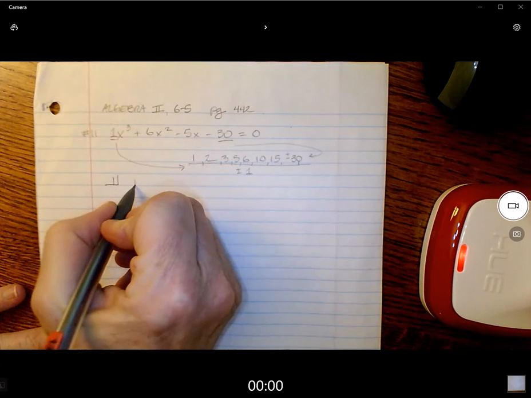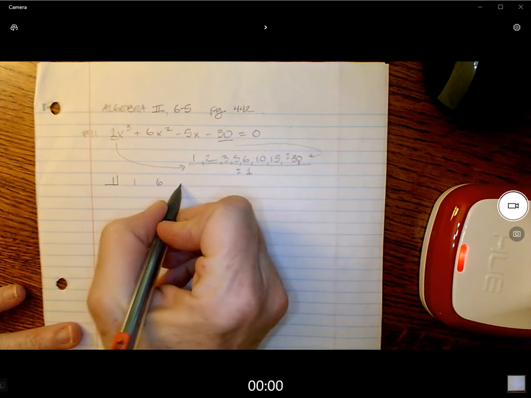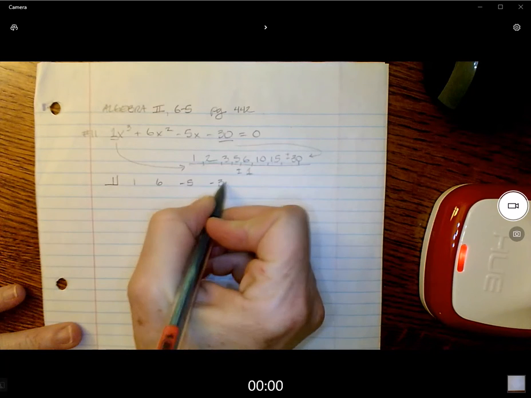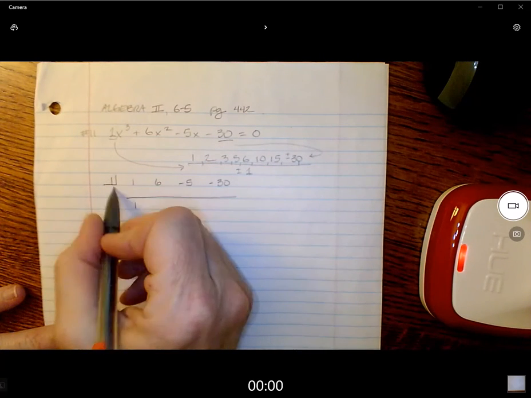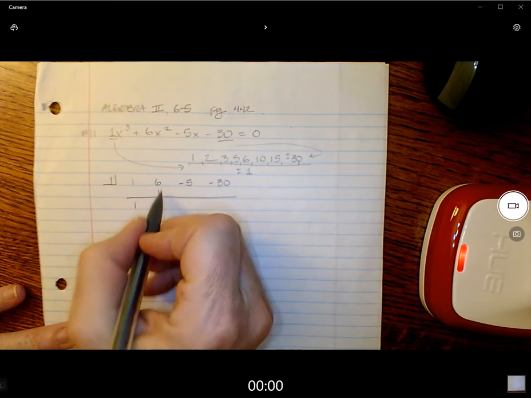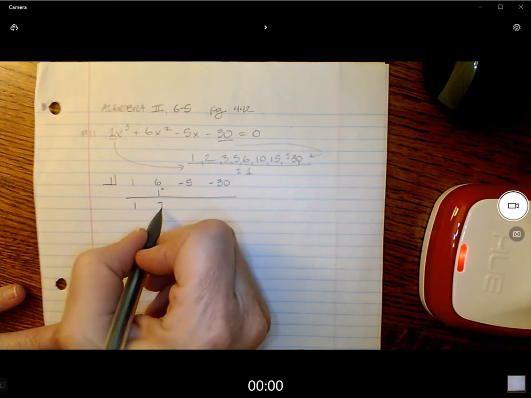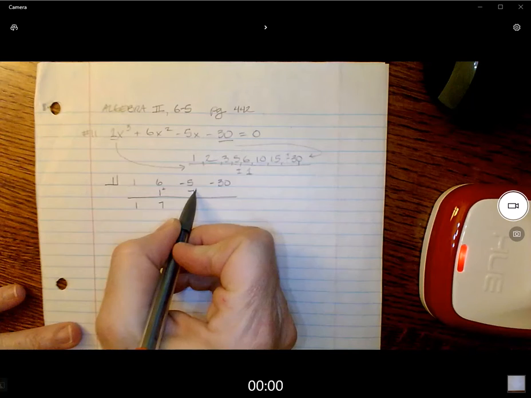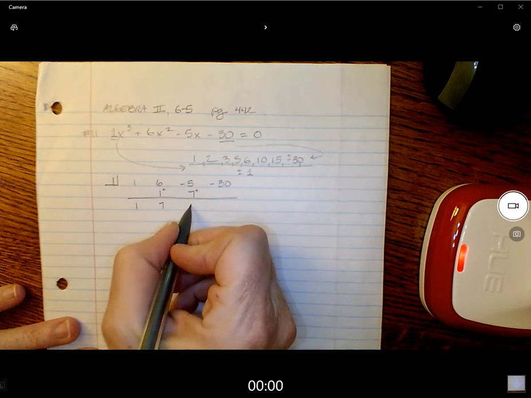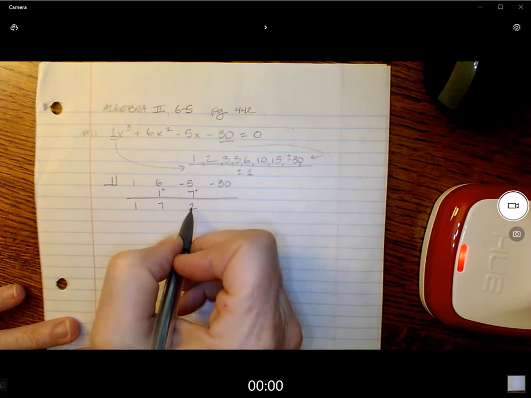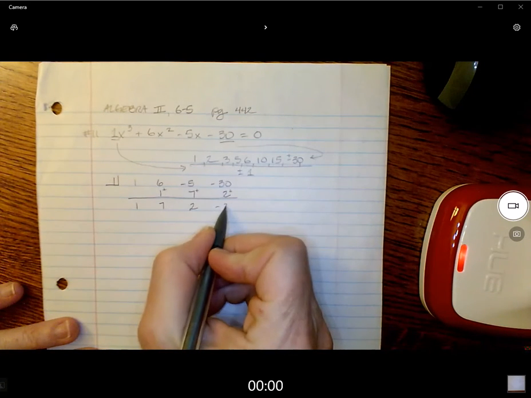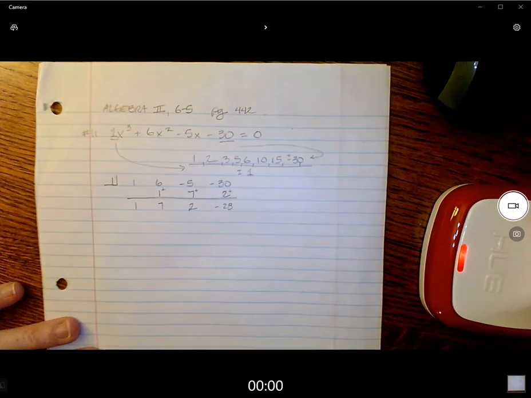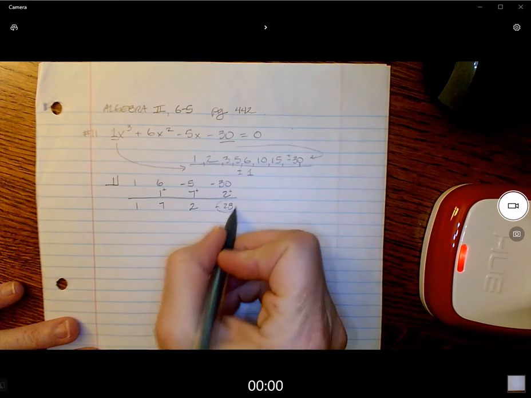So that is 1, 6, negative 5, and negative 30. And draw my line and bring down my 1. 1 times 1 is 1. 6 plus 1 is 7. 1 times 7 is 7. Negative 5 plus 7 is 2. 1 times 2 is 2. And negative 30 plus 2 is negative 28. So 1 is not a root. We need this to be 0. So nope.